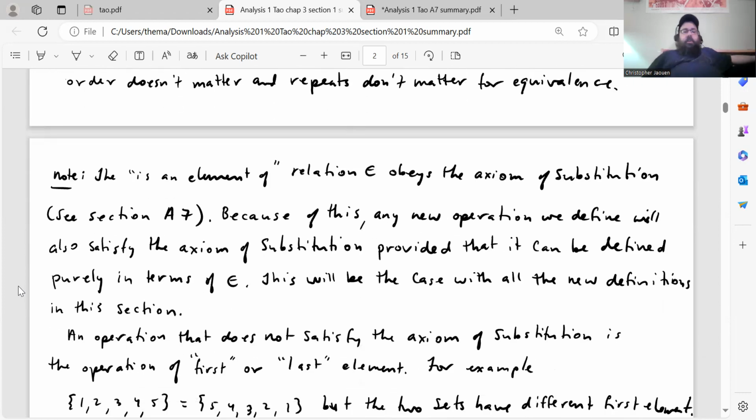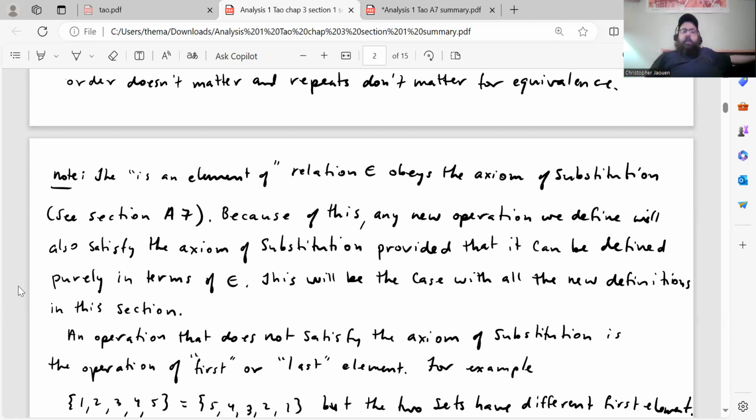Okay, just a note here. The element-of relation, which we denote by that symbol, that weird looking E, obeys the axiom of substitution, CA7. I talk about the axiom of substitution in the previous video, so I already posted the video for appendix section 7 on the channel. If you don't know what the axiom of substitution is, you can watch that video.